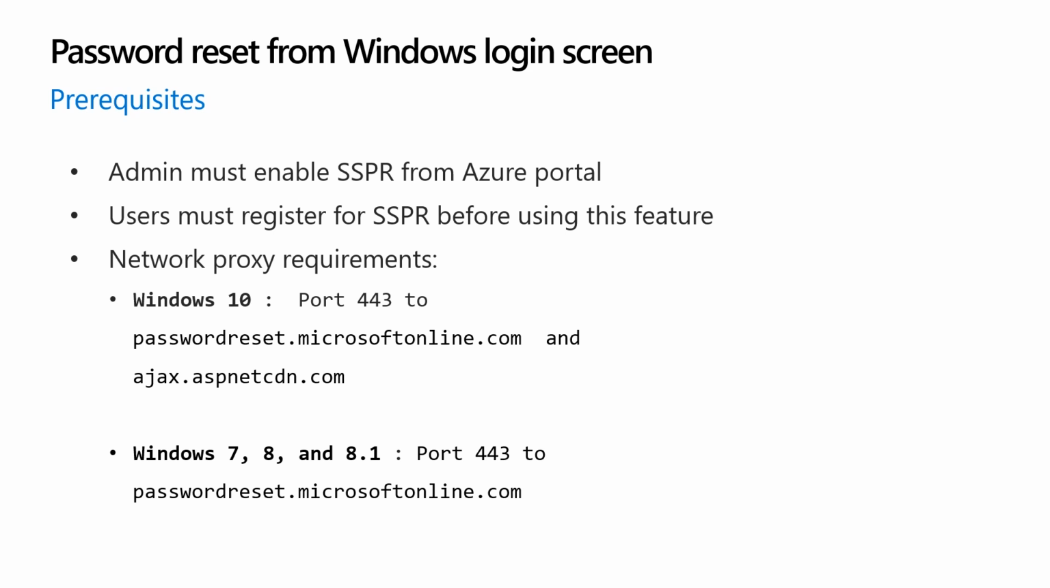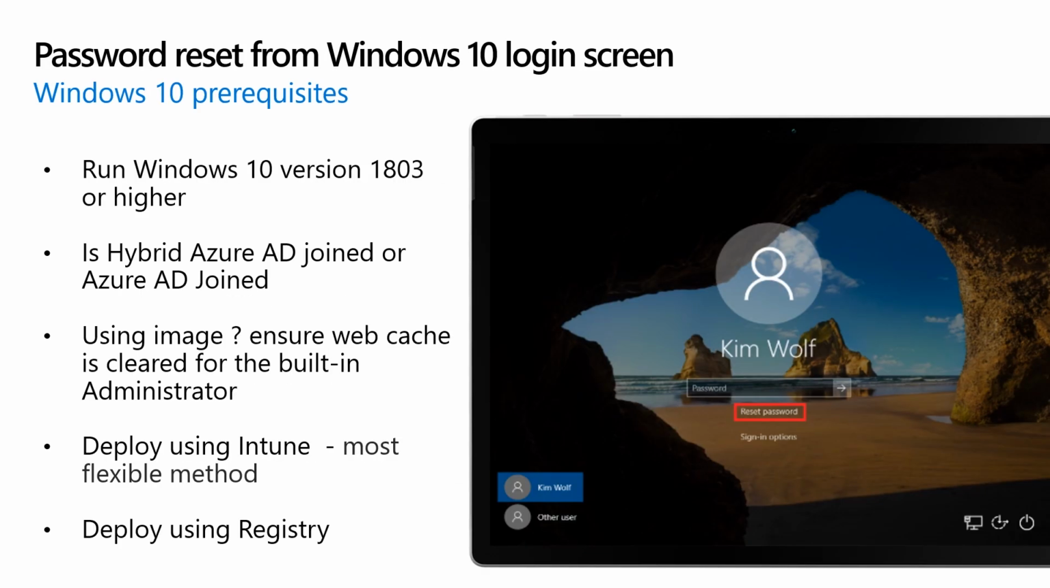If you want to enable password reset from the Windows login screen, you'll need to ensure that SSPR is enabled from the Azure portal and that users are registered for SSPR before using this feature. You'll also need to configure network proxy based on the type of devices in your organization. There are additional Windows 10 specific prerequisites to enable password reset from the login screen.